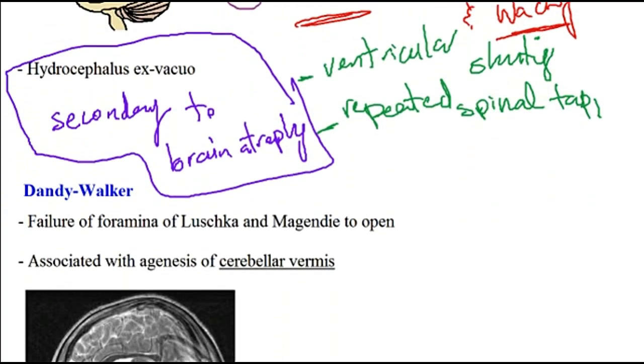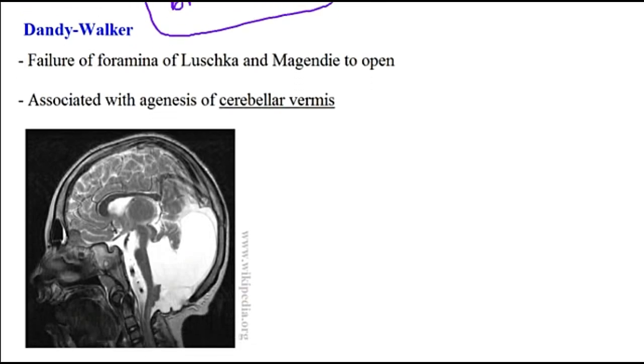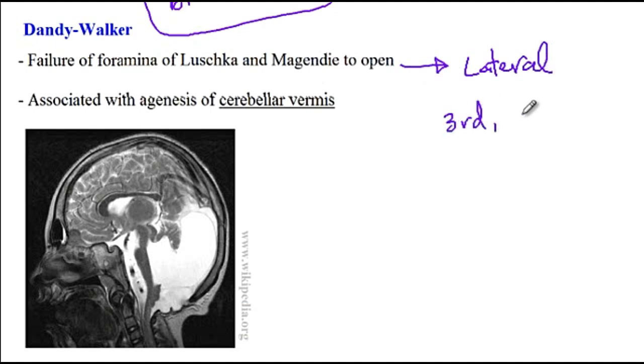Alright, now we can move on to the other two developmental anomalies, the first one of which is the Dandy-Walker syndrome. So this condition arises from the failure of foramina of Luschka and Magendie to open. And so now tell me, if these foramina fail to open, which ventricles would be dilated? And so the answer would be that it would cause dilation of the lateral, third, as well as the fourth ventricles.